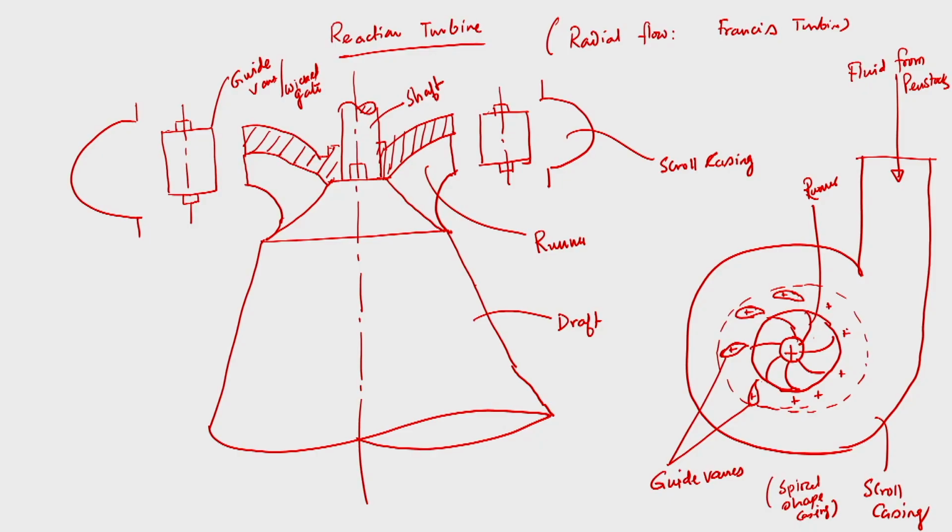The wicket gates and guide vanes are placed around the periphery of the runner, and each of the wicket gates is pivoted. Each guide vane or wicket gate is pivoted by a suitable mechanism, and since they are pivoted by a suitable mechanism, at a given time we can alter the opening of all the wicket gates, or it is possible that we can alter the opening of a certain number of wicket gates. This is possible. So, we will discuss what is the function of wicket gates.